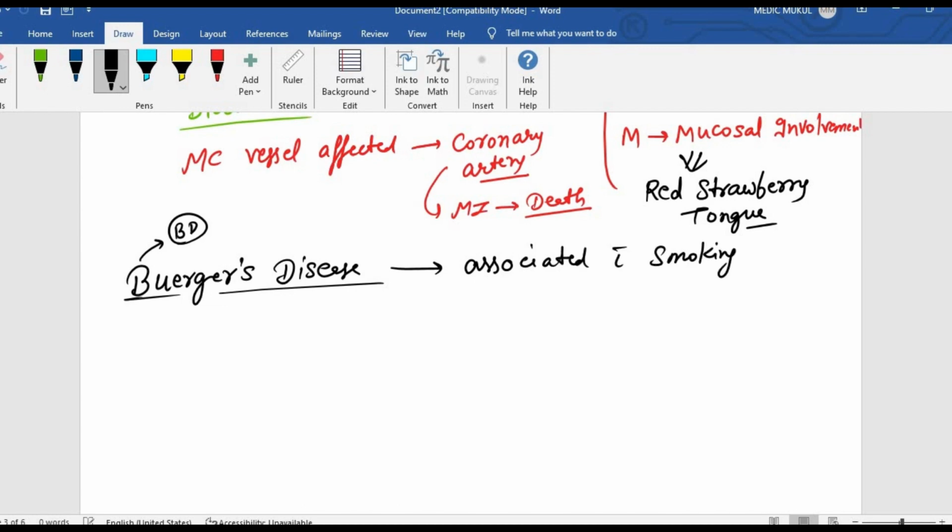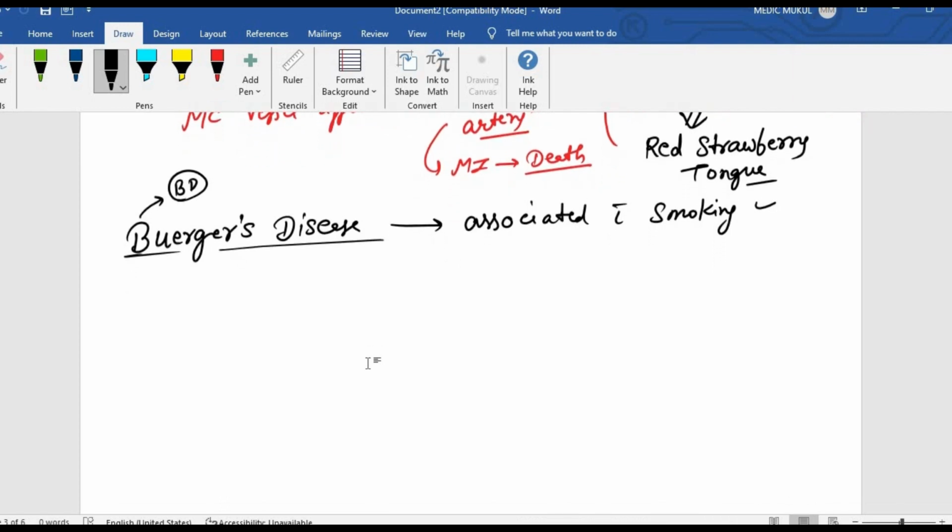See, in the case of Buerger's disease, we tell the patients, let me speak in Hindi: leave the smoking, otherwise your legs will be cut down. This is the lifestyle modification we need to tell the patients, because this is the major thing associated with smoking, and that finally leads to gangrene or necrosis of that particular organ, and finally we need to amputate that organ or the leg.